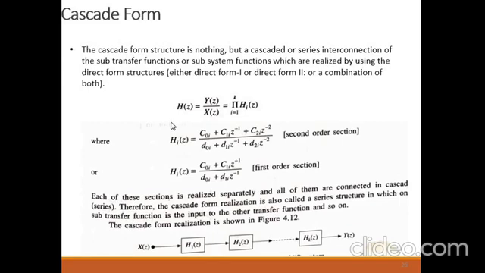In the cascading form, it is nothing but a series interconnection of the system. It is used to detect the combination of both the signals.